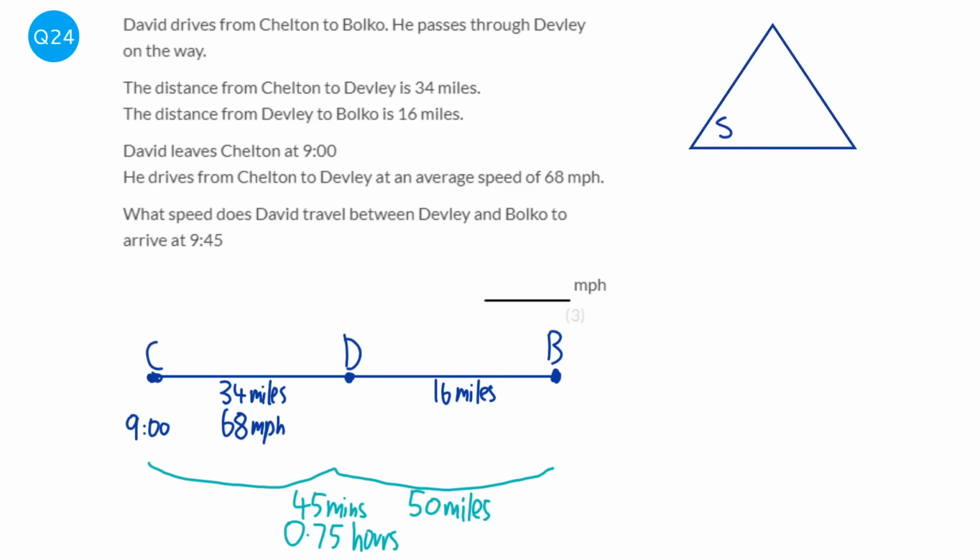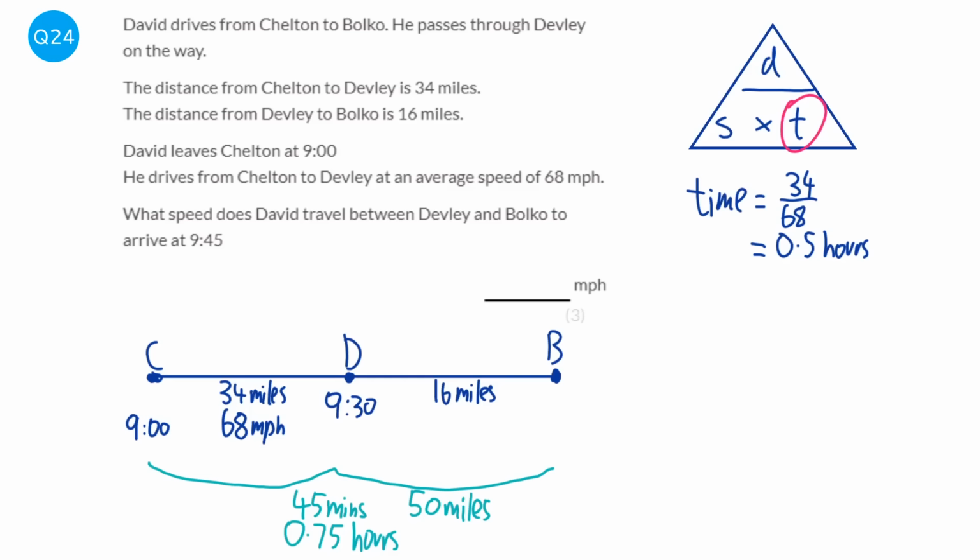So speed equals distance over time. And we're covering up the time because that's the one we want. So it's going to be time equals distance, which is 34, over speed, which is 68. So we're going to do 34 divided by 68, which is 0.5. So it would be 0.5 hours, so that would be half an hour. So we will be at Devley at 9:30.